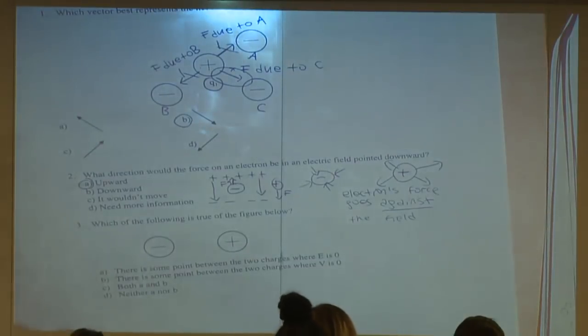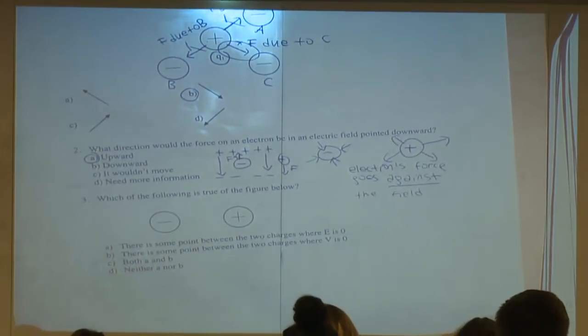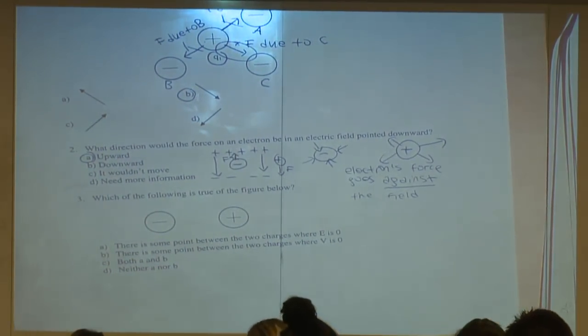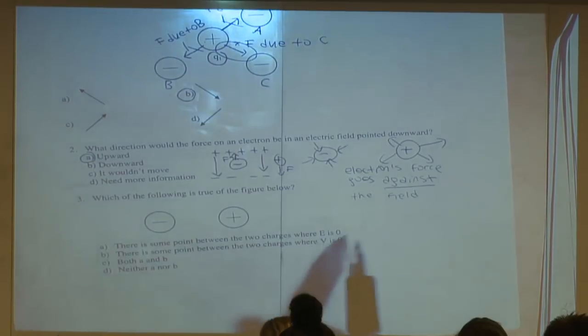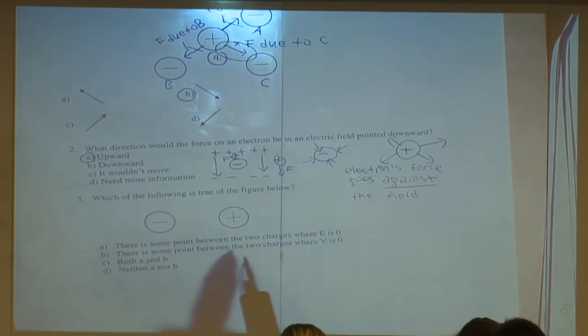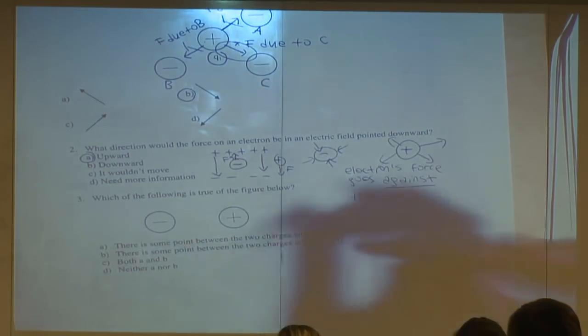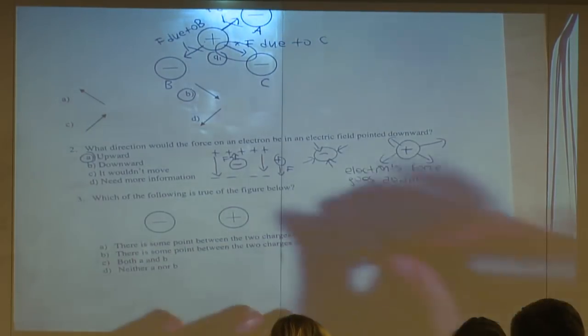Okay. So number 3. It says, which of the following is true of the figure below? There is some point between two charges where the electric field is 0. There is some point between the charges where the V, that's the potential difference.